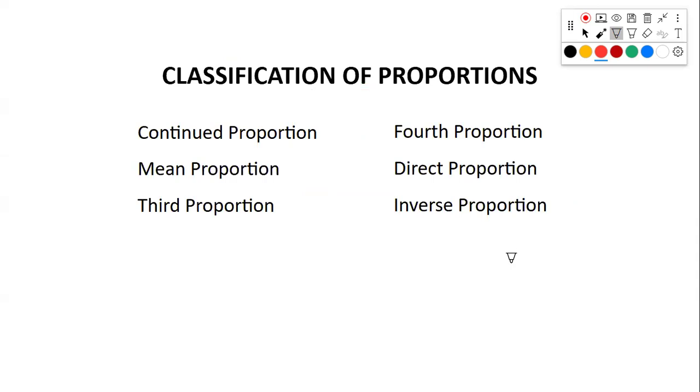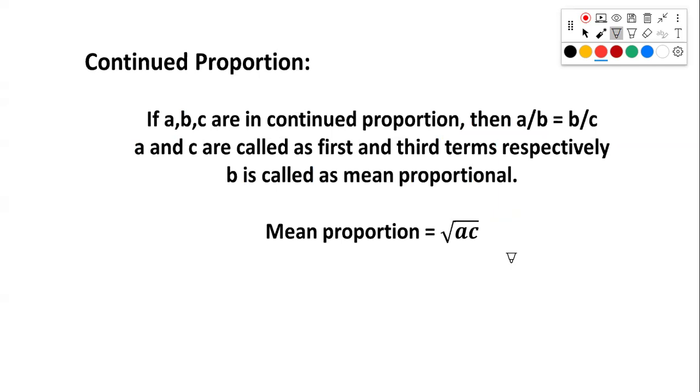Classification of proportions, continued proportion. Compound ratio is different, continued proportion is different. Mean proportion, third, fourth, direct, inverse. So let's talk one by one. What is continued proportion? If A, B, C are in continued proportion, then it is written like this. A by B equals B by C. So A is to B is B is to C. So continued, whatever B value is there, you are carrying it forward. So it is something like A by B equals B by C.